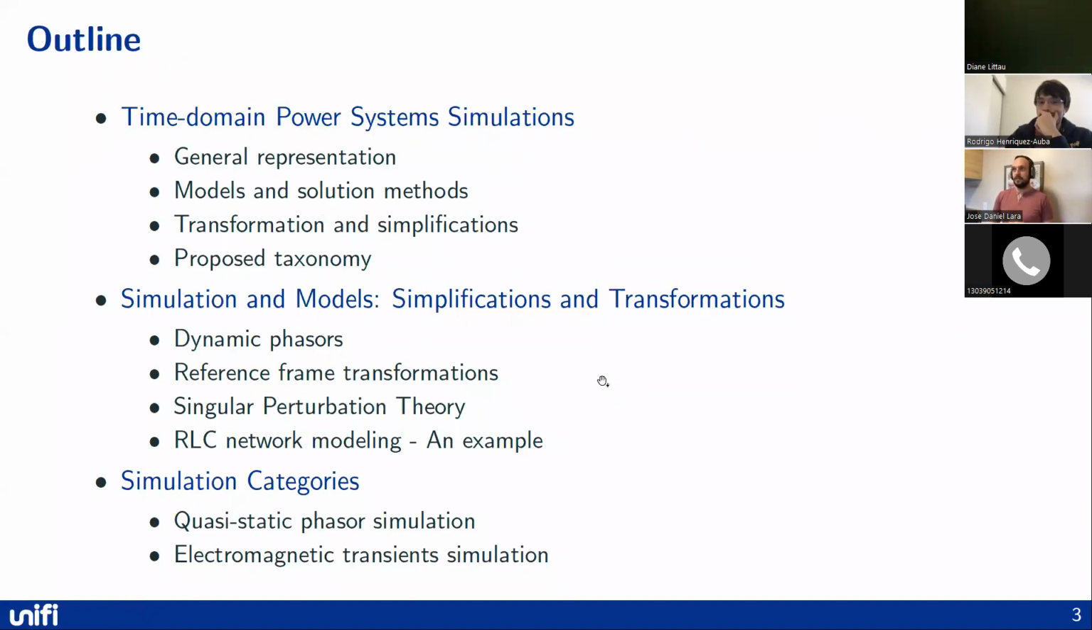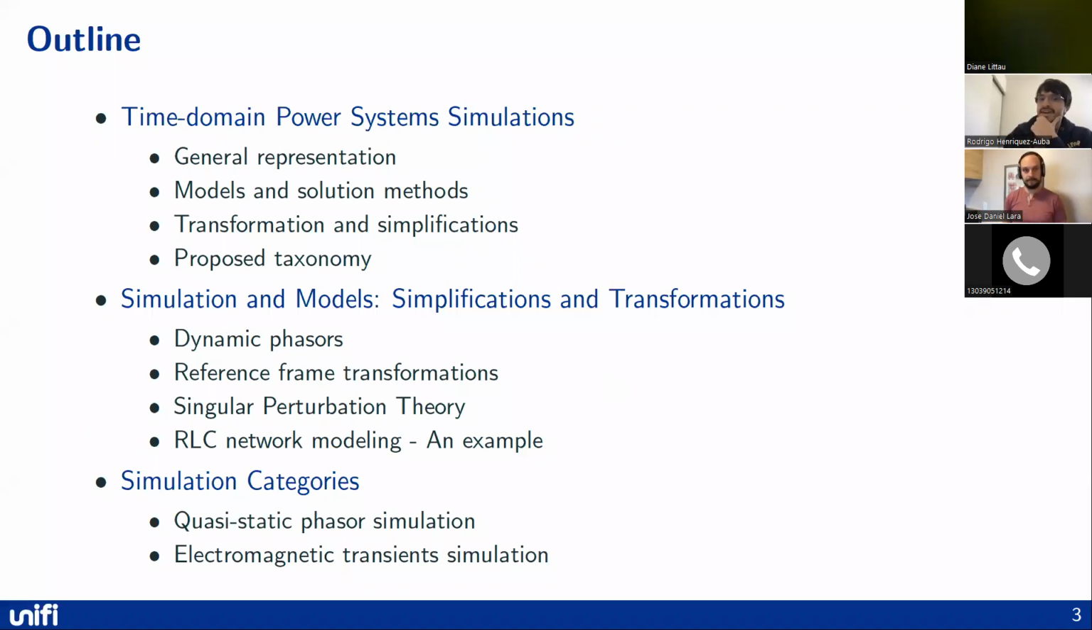So in the first part of the presentation, we're going to focus on an overview of what a time domain simulation is in the context of power systems, and the relationship between models, solution methods, and the importance of simplifications and transformations to actually be able to obtain valuable insights from the engineering perspective in simulations. And we're going to take a bold step by introducing first our proposed classification and taxonomy of these simulation models, so we can frame their limitations and their capabilities.